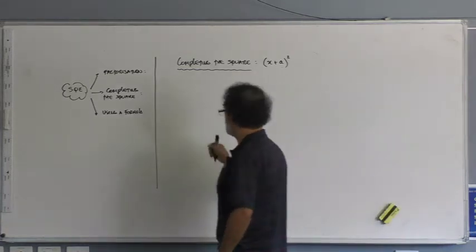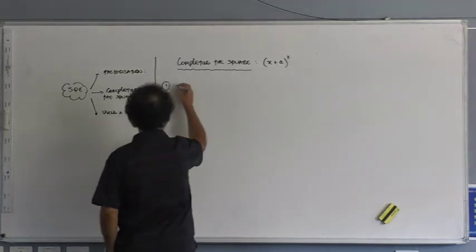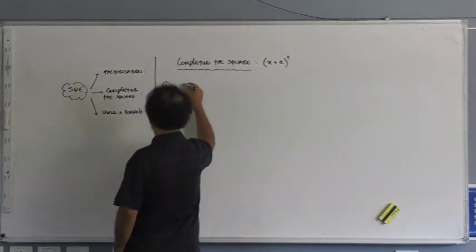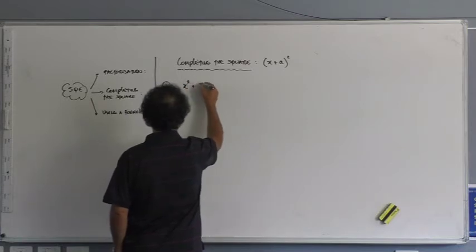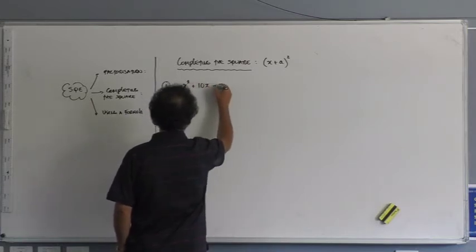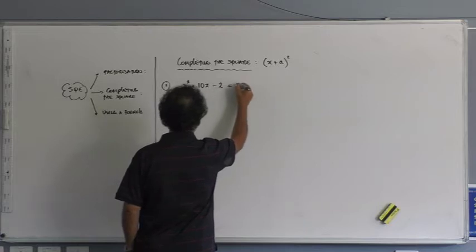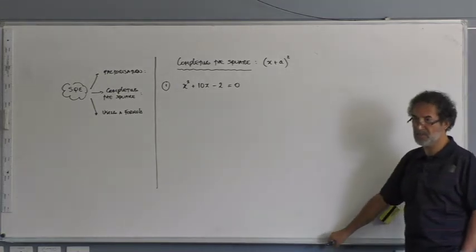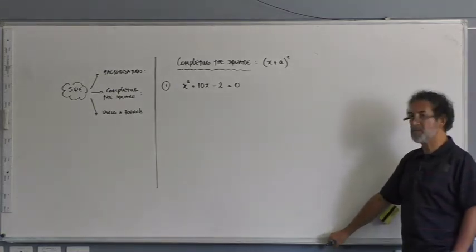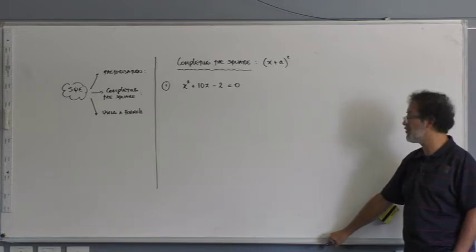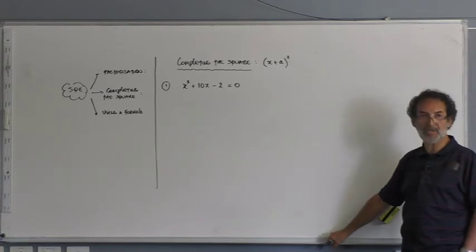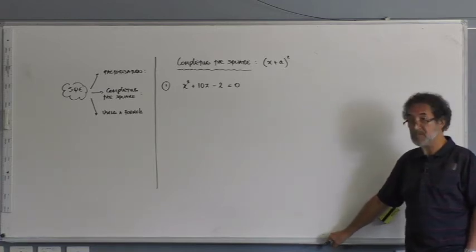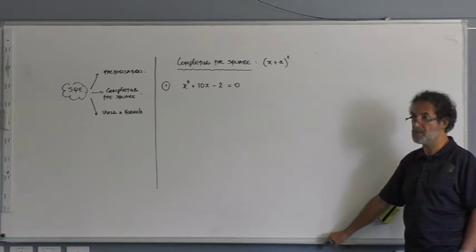Okay, so example. Let's say that you have this equation. We're going to start with an easy one. Let's say that you have x squared plus 10x minus 2 equal 0. And you can see that it doesn't matter how hard you try, there's no way that you're going to find two numbers that when you multiply them together equal negative 2, but when you add them together equal 10. You're going to spend all day here, and you're not going to find those numbers.